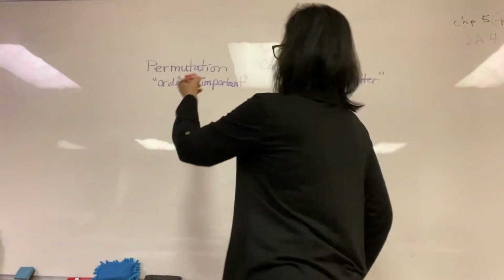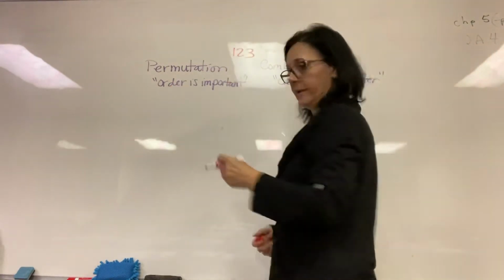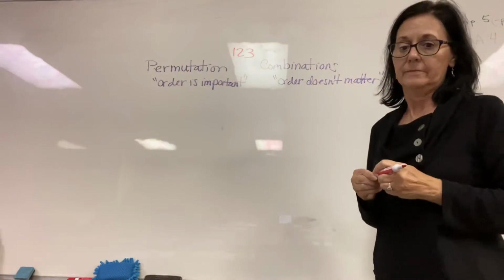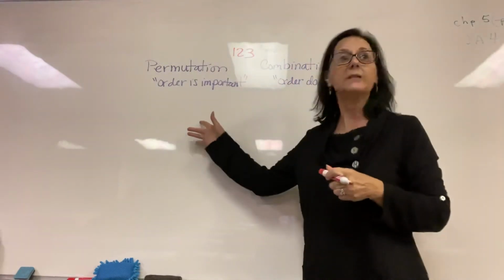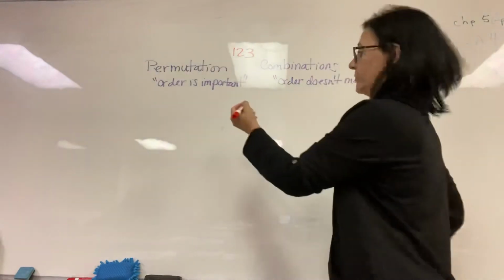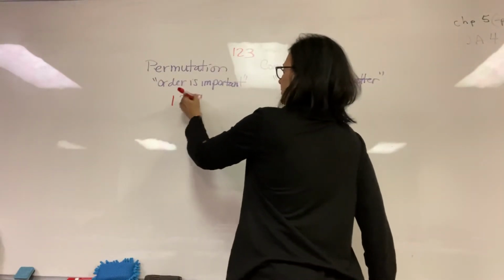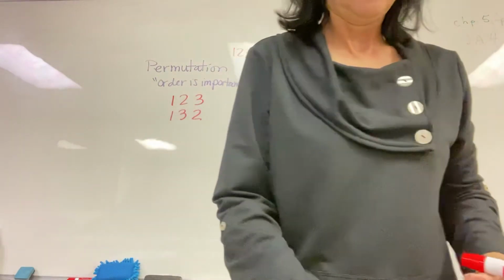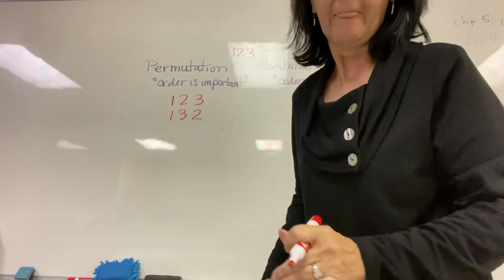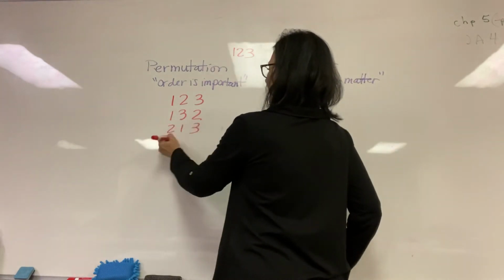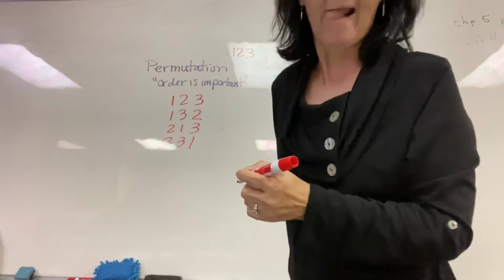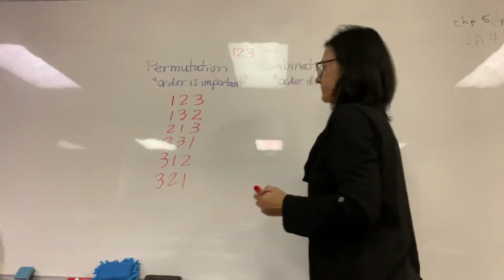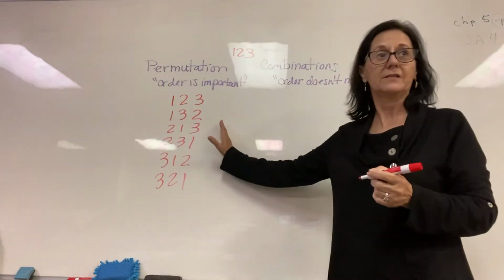Okay, so let's look at the numbers 1, 2, and 3. How many permutations can we write with those numbers? Well, I could write 1, 2, 3. I could write 1, 3, 2. I want to make sure I get them all. Then 2, 1, 3, then 2, 3, 1, 3, 1, 2, and 3, 2, 1. So there are 6 permutations.